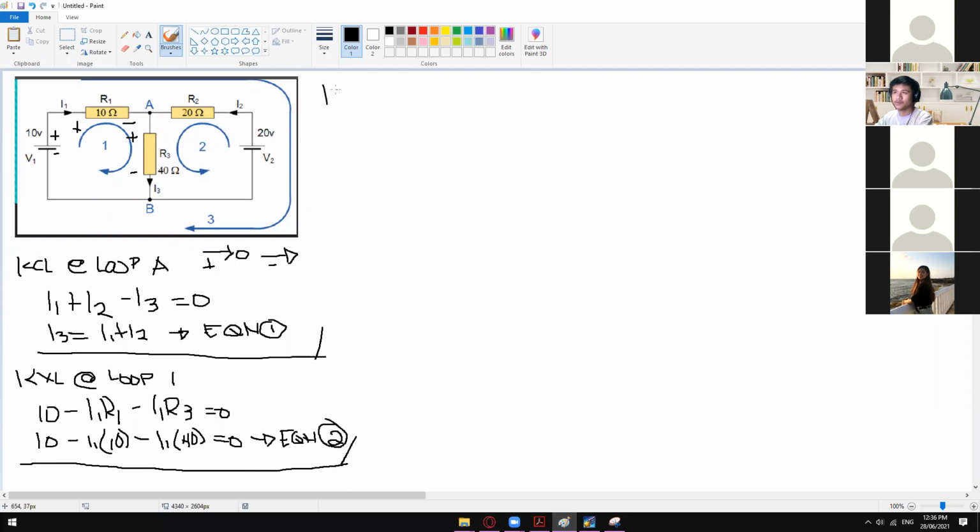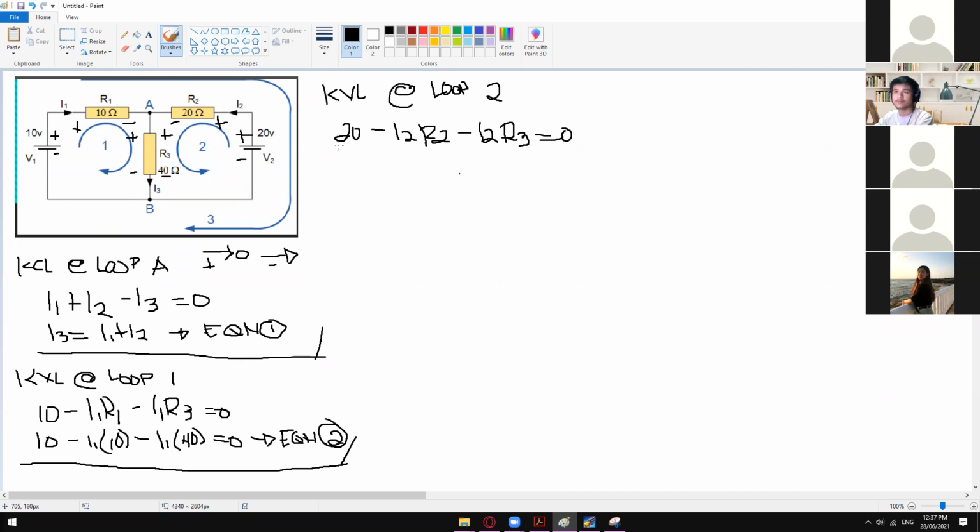So let's now move on to KVL at loop number 2. This one is now on the right side. So we have here again the negative and then positive, positive, negative, positive, negative. In here we have positive 20 volts followed by the voltage drop on the R2, so minus I2 times R2, and then minus, since we're dealing with the outer signage, minus I2 times R3, equal to 0.